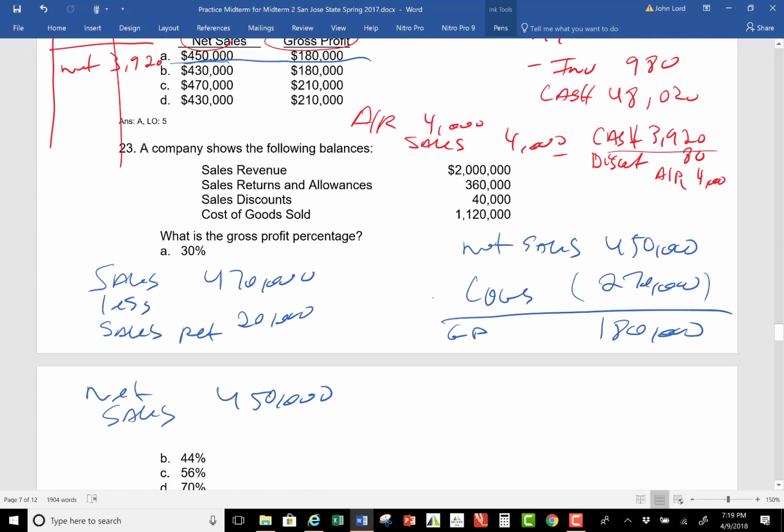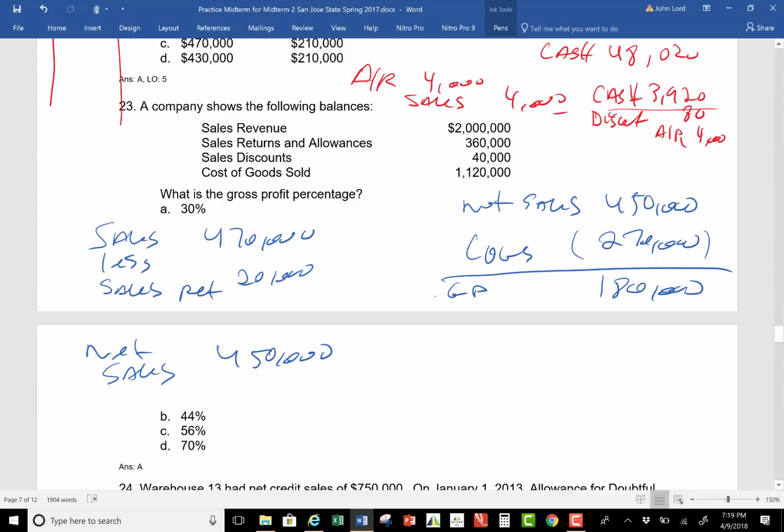Gross profit percentage. Guys, I think this might be an in-class midterm prep teaching alert. I don't know that I've shown this to you previously. So be ready for an in-class midterm review teaching moment. Teaching alert. Ready? Okay. All right.